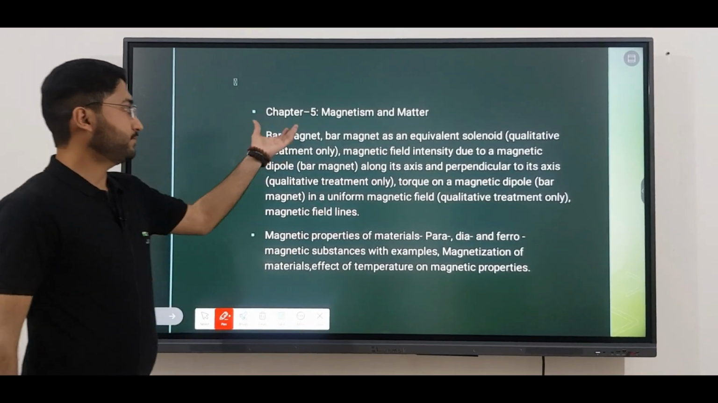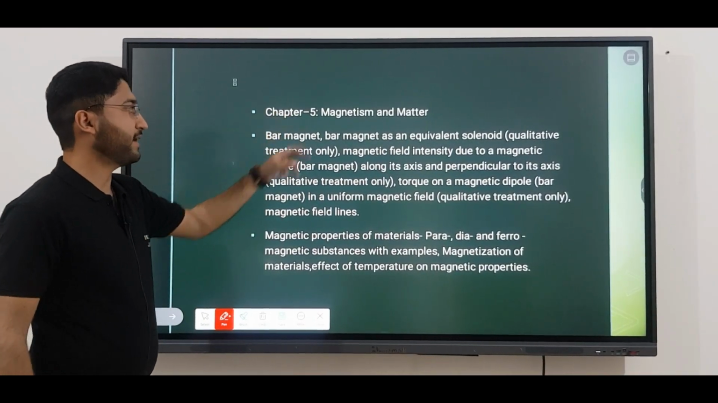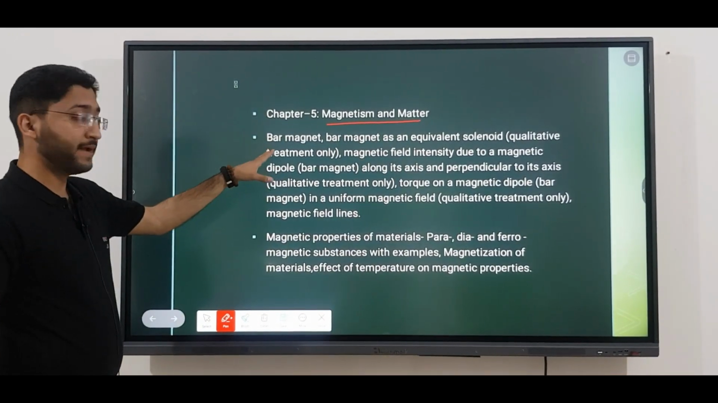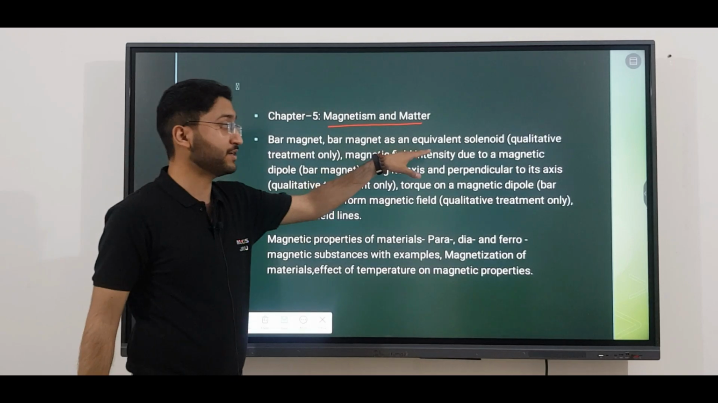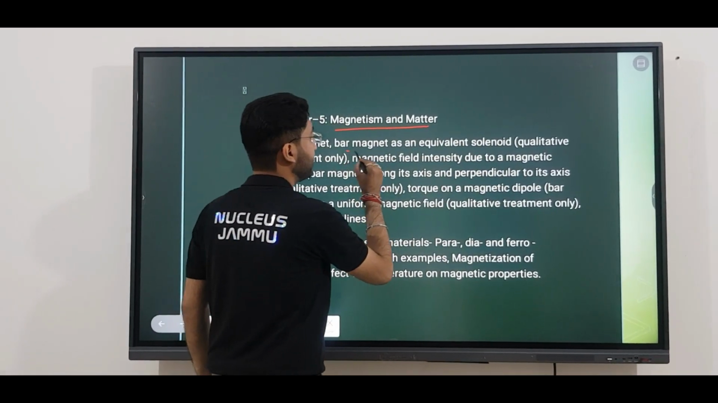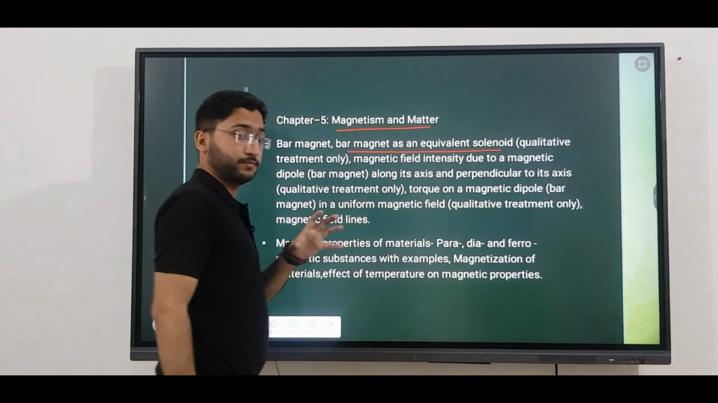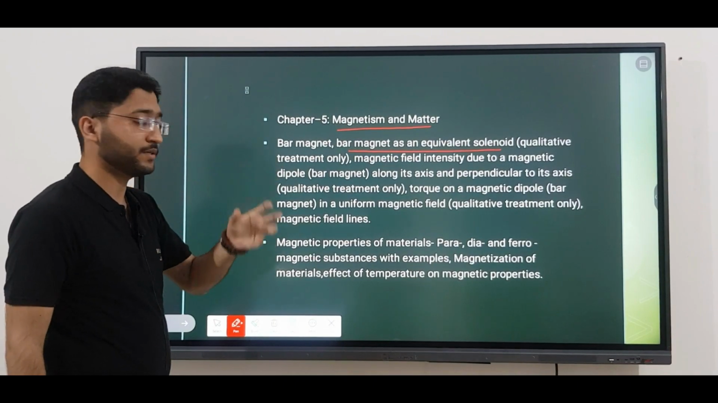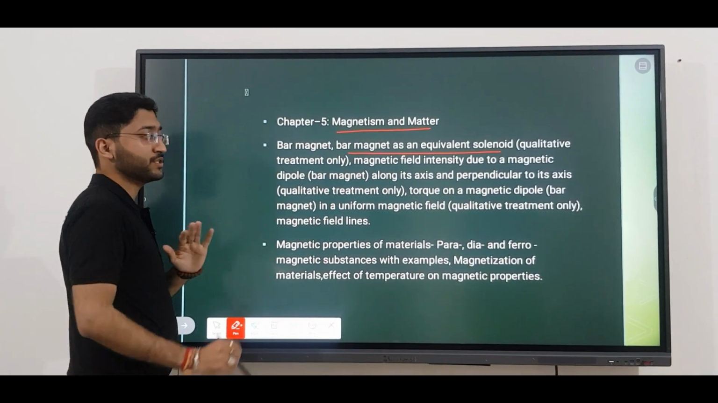Now students, now comes Chapter 5, Magnetism and Matter. Bar magnet you have to study, bar magnet as an equivalent solenoid, and there is a modification that you have to study only the basic, not go thoroughly for this bar magnet as an equivalent solenoid. You have to know only the basic concept, only the formula, no deep knowledge is required.